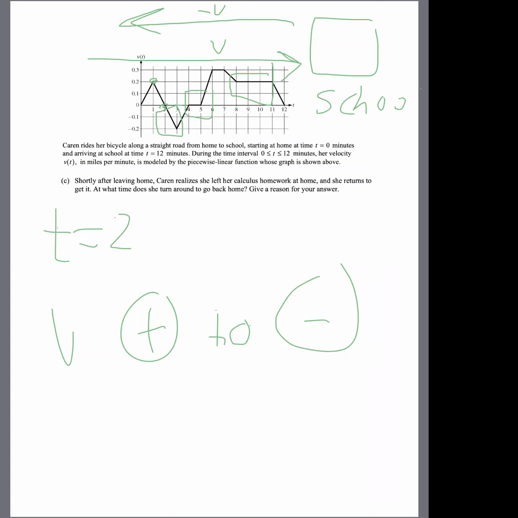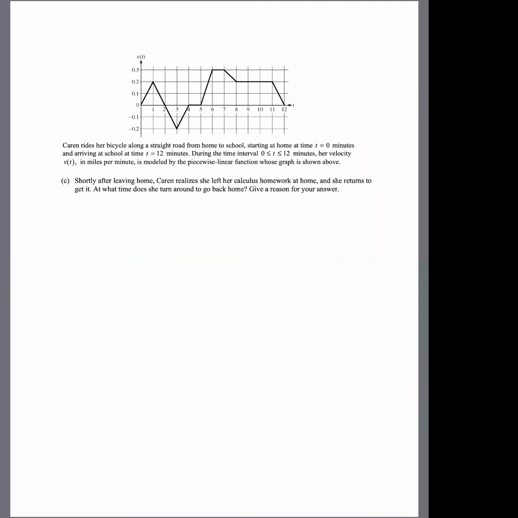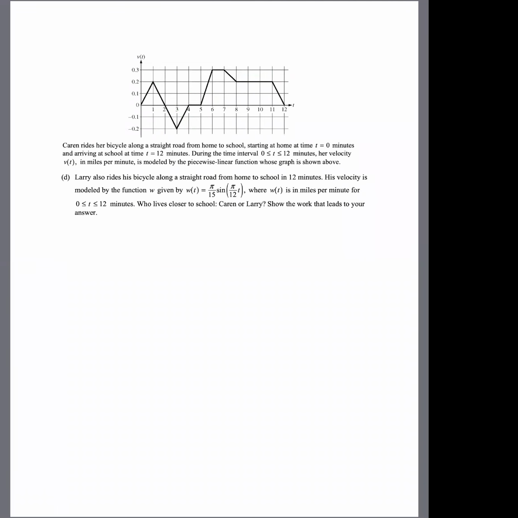All right, so let's do the last part. All right, so Larry also rides his bicycle along a straight road from home to school in 12 minutes. His velocity is modeled by the function W of t in miles per minute for 0 to 12 minutes. Who lives closer to school, Karen or Larry? Show the work that leads to your answer.